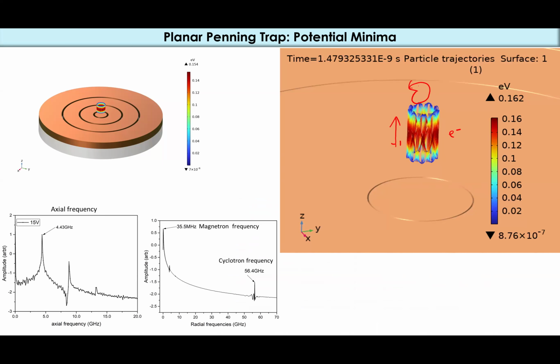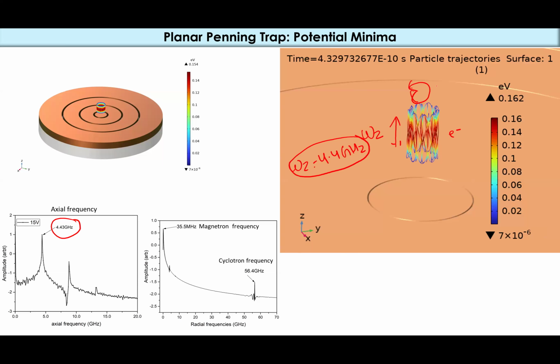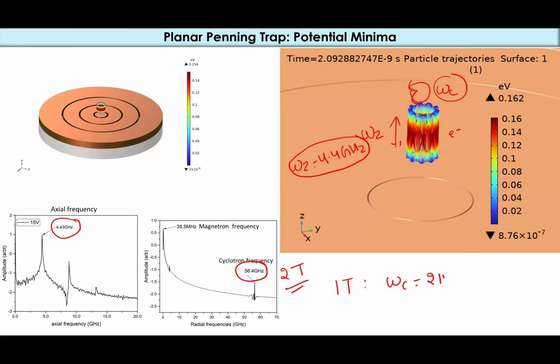When they oscillate up and down, the frequency is omega z. And this omega z is nearly 4.43 gigahertz. And when they rotate in the circle, that frequency is called omega c. And that omega c is equal to 56 gigahertz at, let us say, 2 Tesla. If you have only 1 Tesla, that frequency is going to be 2 pi times only 28 gigahertz.